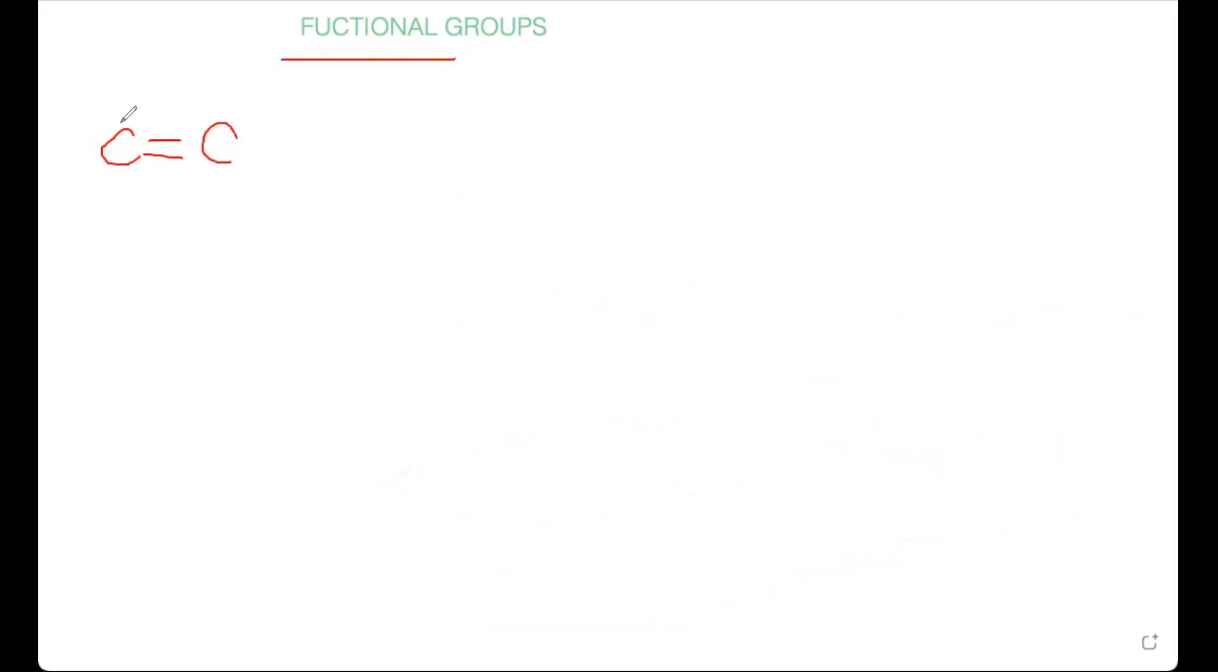When carbon is joining another carbon with a double bond, you know very well that this is called alkene. This is alkene. And one more thing, what is the name of this compound? Ethene. Ethene. And I guess that's it for this one, because this is the easy one.